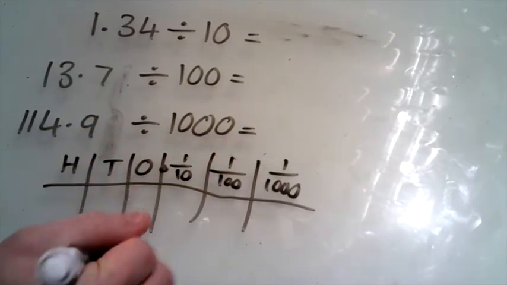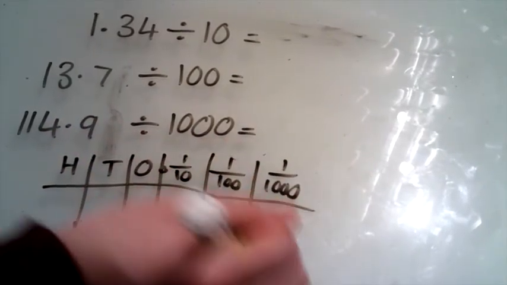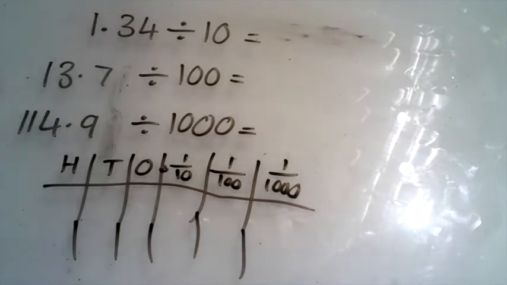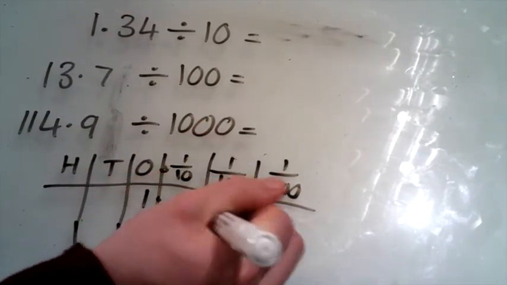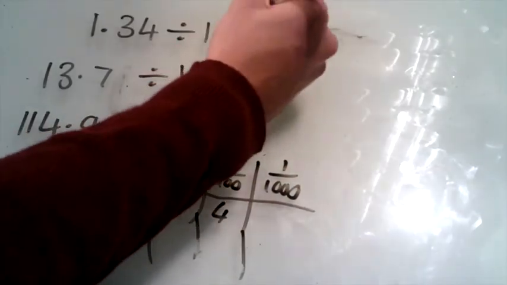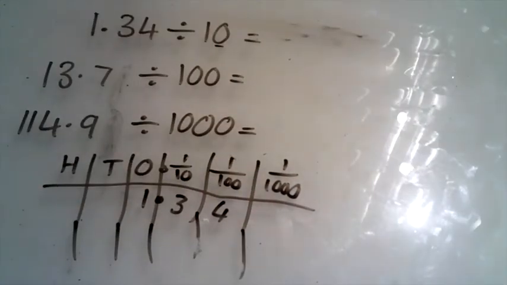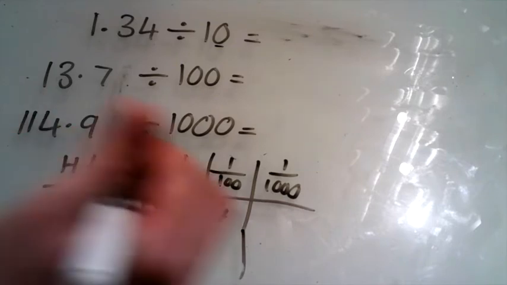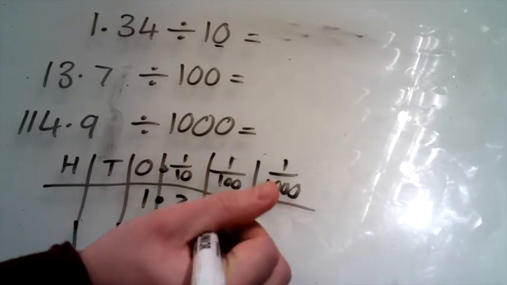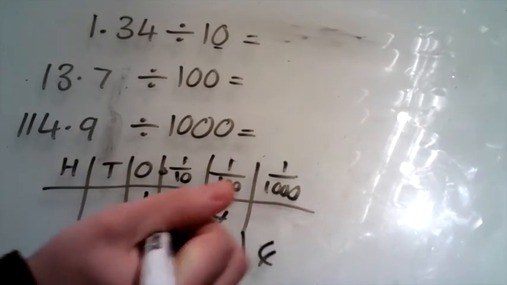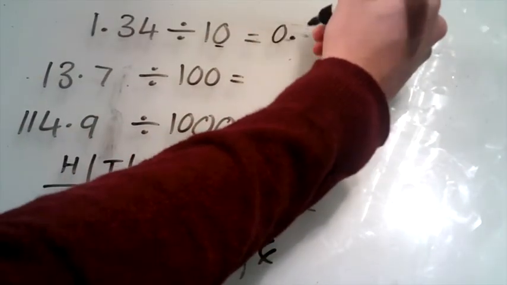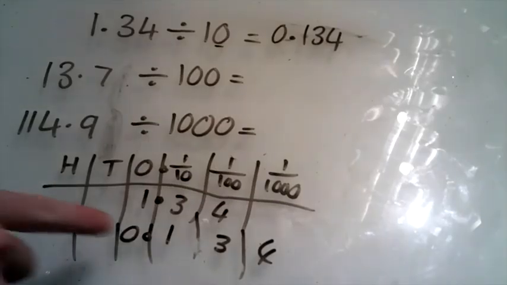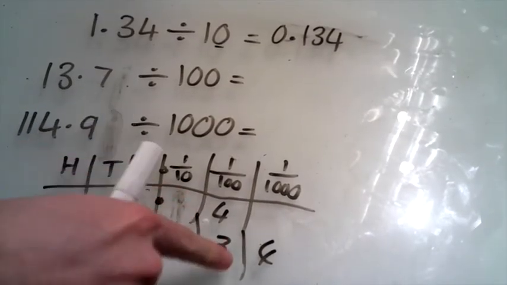Okay, so our first one, we've got 1.34 divided by 10, so we put our 1.34 in. We've got 1 zero, so we're moving it, the whole number, to the right once. So that one will go over there, that one will go there, that one will go there. So your answer would be 0.134.